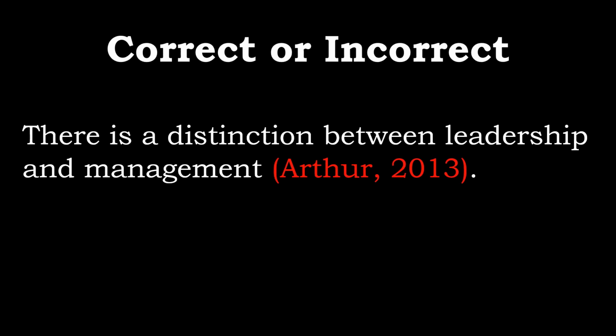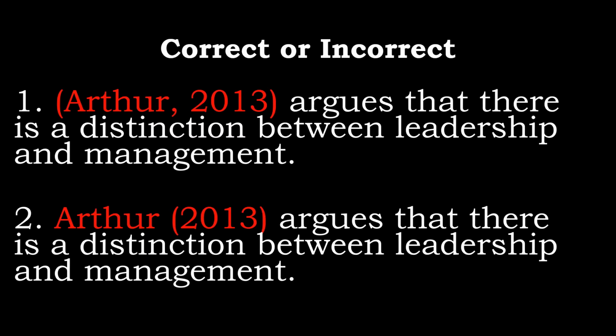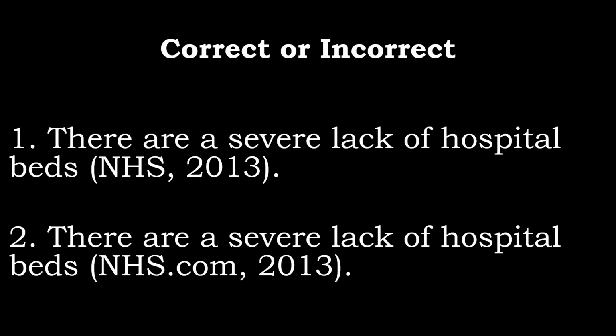Now we will do a quiz. Is this reference correct? Yes, it is correct. Which of these references are correct? 1 or 2? Number 2 is correct. You cannot start a sentence with brackets. Rather, start the sentence with the surname, then the year in brackets. Which is correct? Number 1 or number 2? Yes, number 1 is correct, because you should not use the website address in an in-text reference, just the organization and the year it was published.